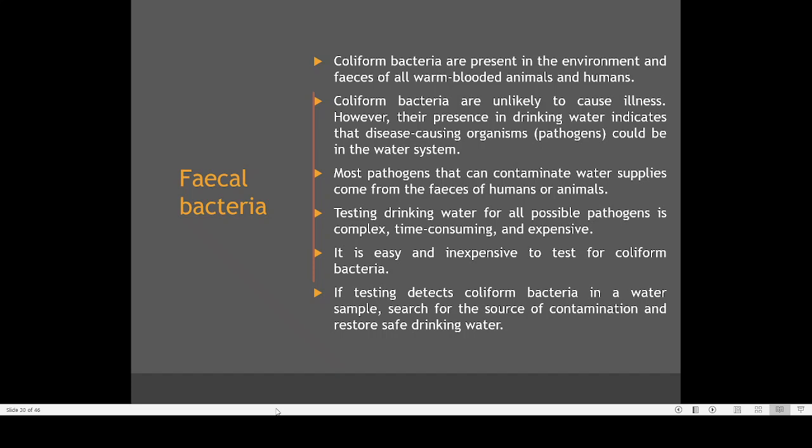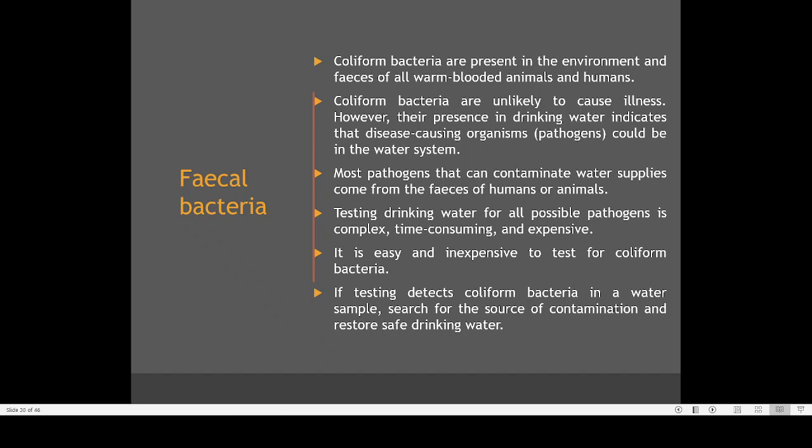So when animals, including human beings, release their waste material into the water or into the soil, the water will contain bacteria. The bacteria normally present in feces are known as fecal bacteria. There are different types of fecal bacteria. The most common type is E. coli, Escherichia coli. Coliform bacteria are unlikely to cause illness. However, their presence in drinking water may indicate that disease-causing organisms could be present.